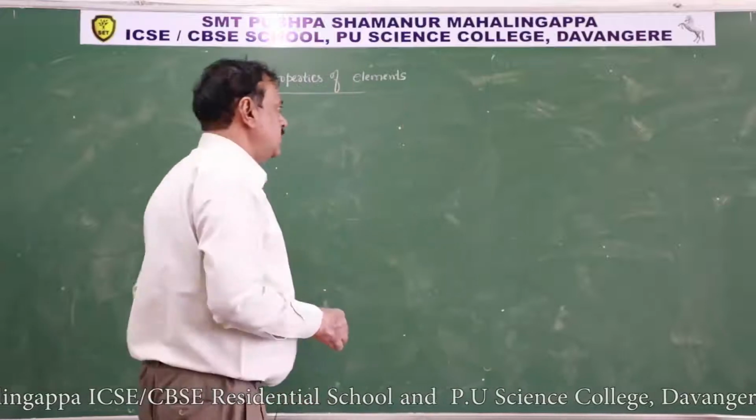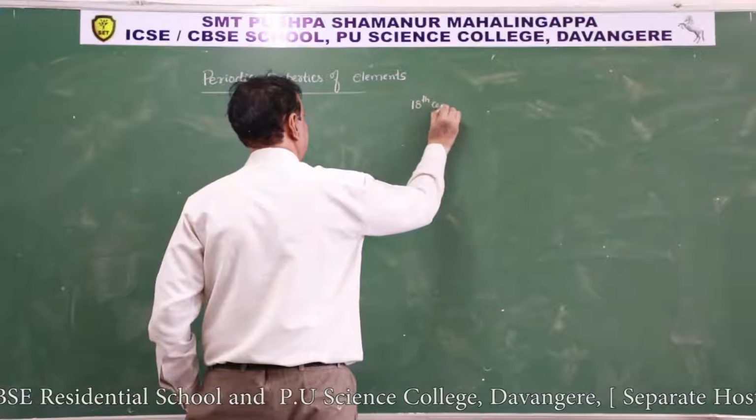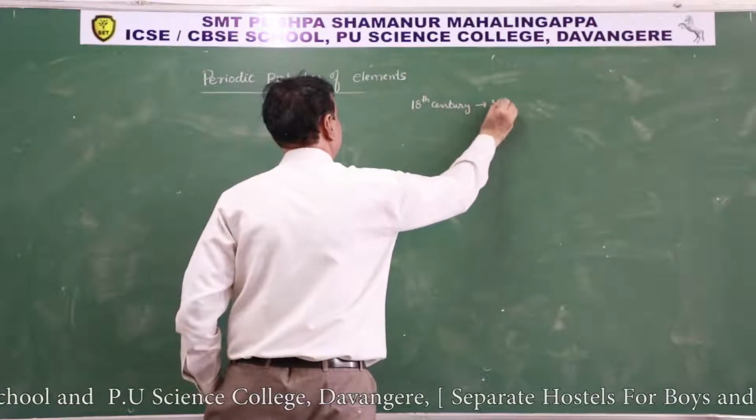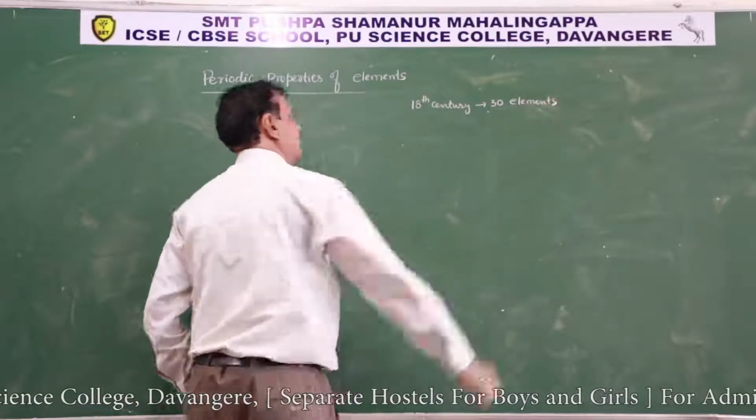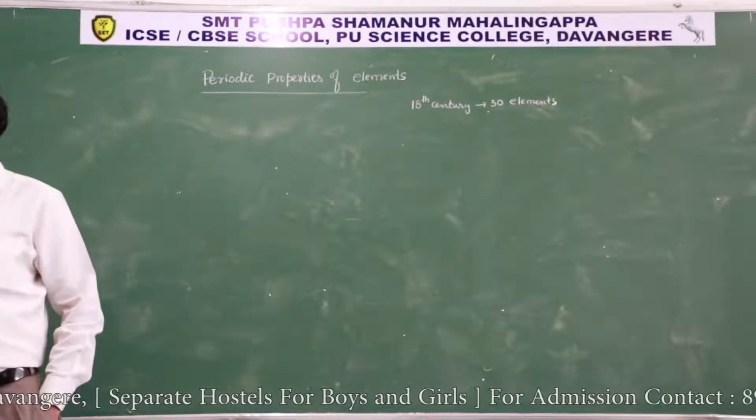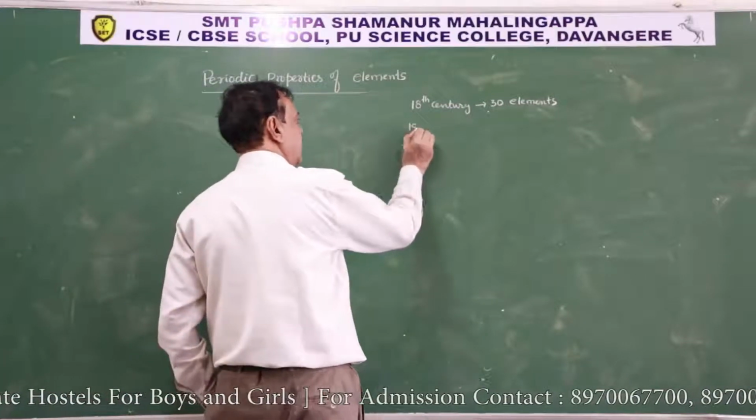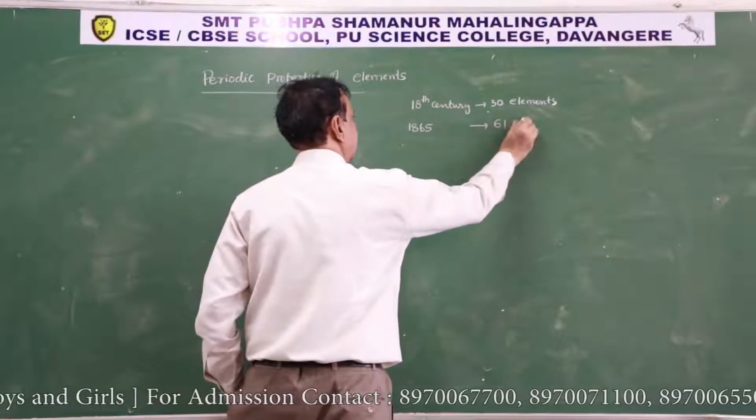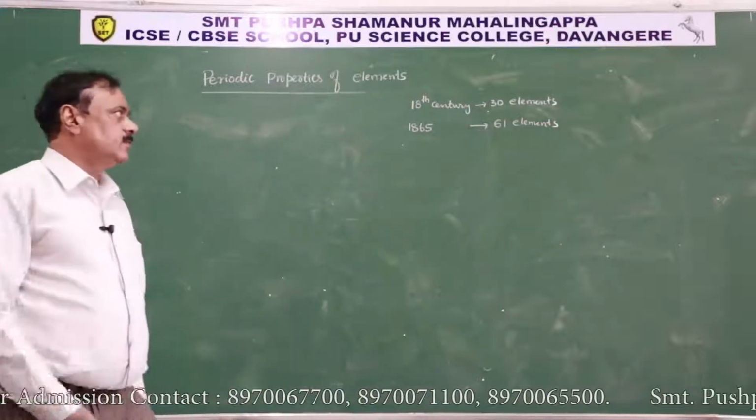In the 18th century, we had only 30 different elements. But in 1865, we had around 61 elements, 61 different elements.